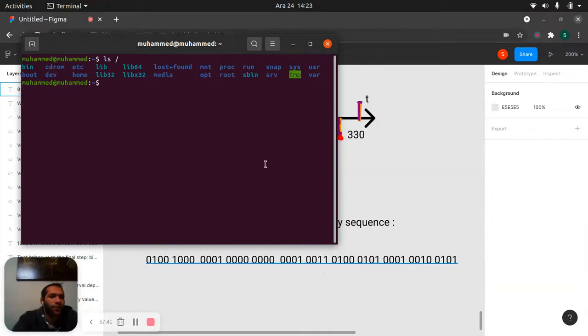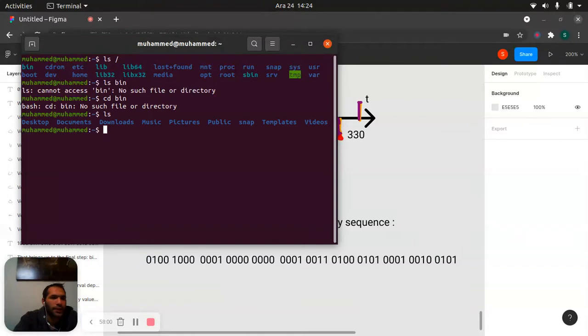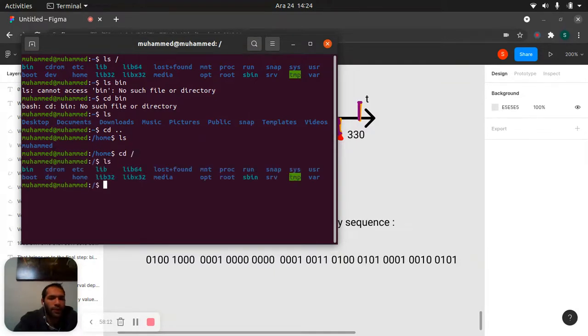Let's see. It's in binary and it's super binary. All we have is these files. Okay, let's say ls bin. No such file or directory. Sorry, I have to go inside it. Yes, but what I did was cd bin. Let's go back. Oh, I'm in home. Let's go again.